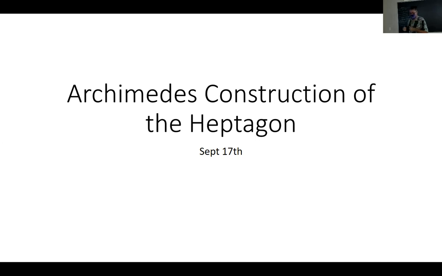We're going to look at a really spectacular piece of work from ancient times, Archimedes' construction of the Heptagon. In an earlier lecture, I remember talking about constructing various figures, and that in the late 18th century, it was finally proved that the Greeks' method of construction using straight edge and compass could not construct everything.